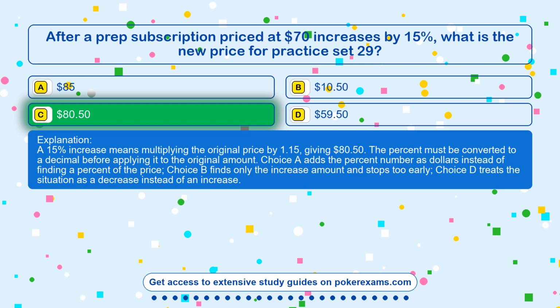A 15% increase means multiplying the original price by 1.15, giving $80.50. The percent must be converted to a decimal before applying it to the original amount. Choice A adds the percent number as dollars instead of finding a percent of the price. Choice B finds only the increase amount and stops too early. Choice D treats the situation as a decrease instead of an increase.